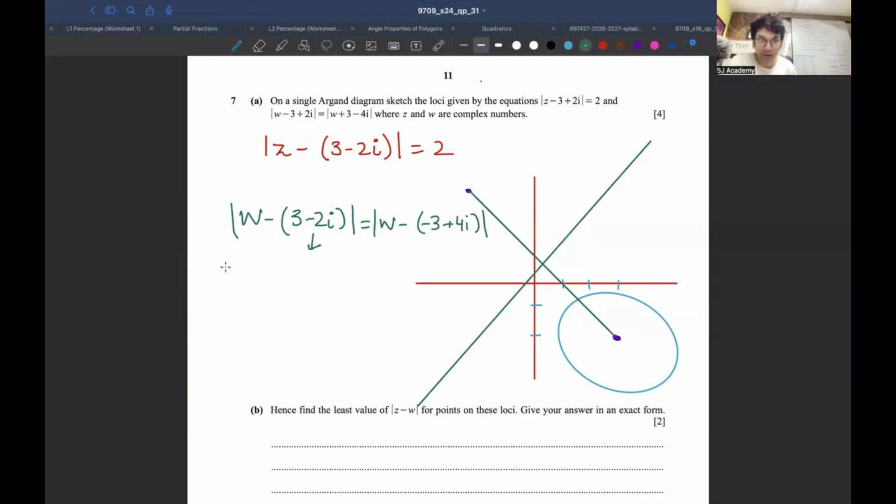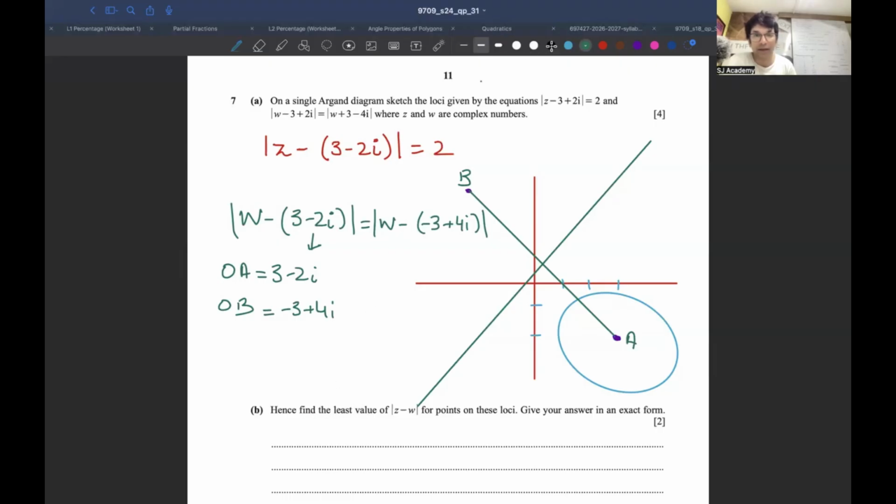Let's call this point A, right? ये 3 minus 2 iota का point है, तो मैंने यहाँ पे A लिख दिया. And point B, let's say this is point B. This is minus 3 plus 4 iota. This means that the distance of w from these 2 points is equal. It means w can be anywhere on this line, and that is it. ठीक है? कह रहा है hence find the least value of |z minus w|.